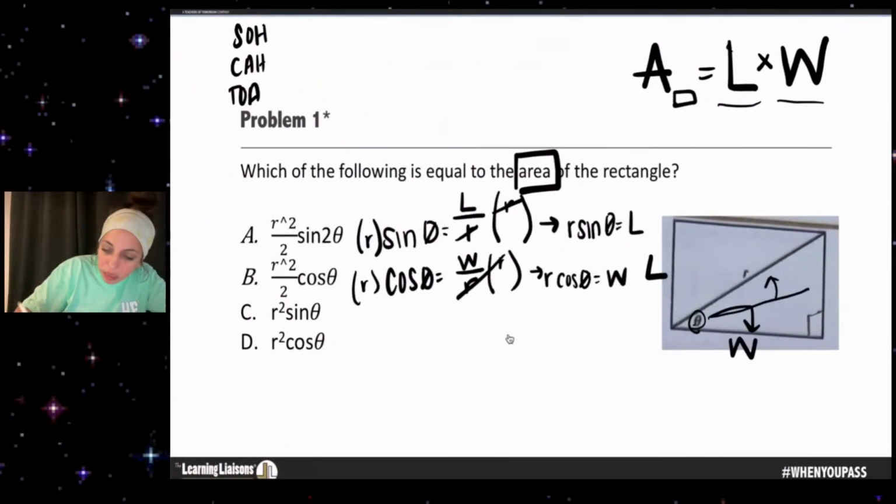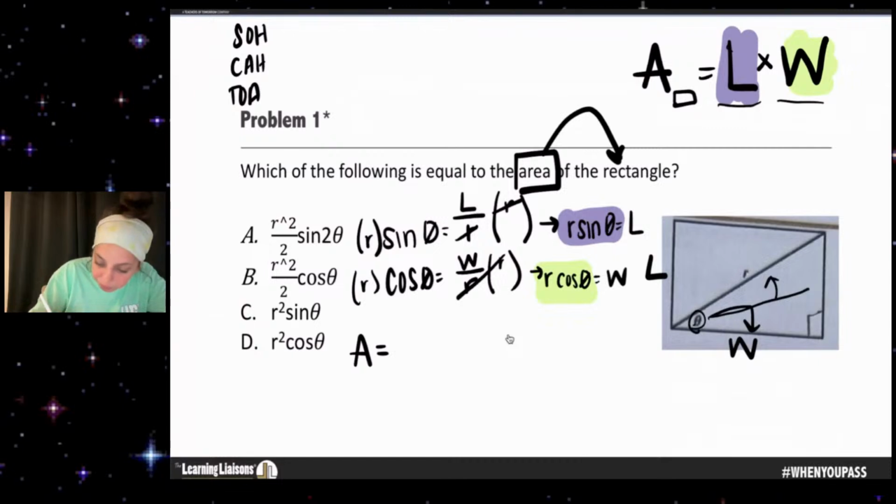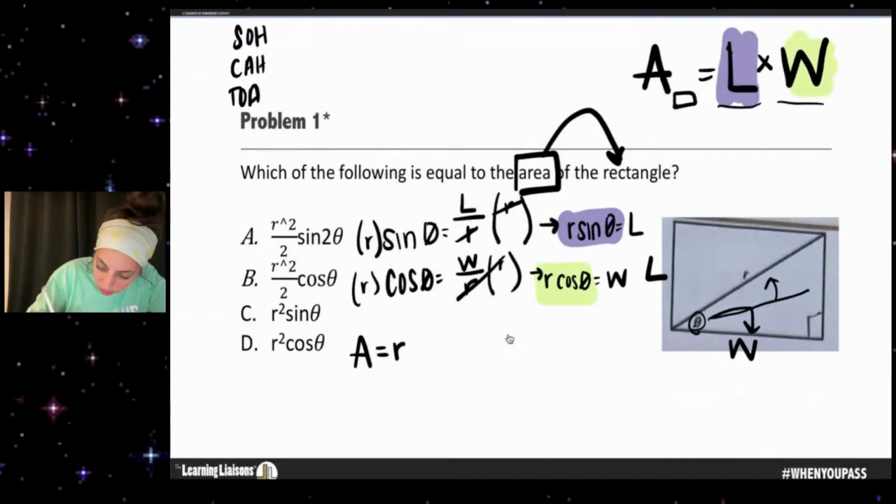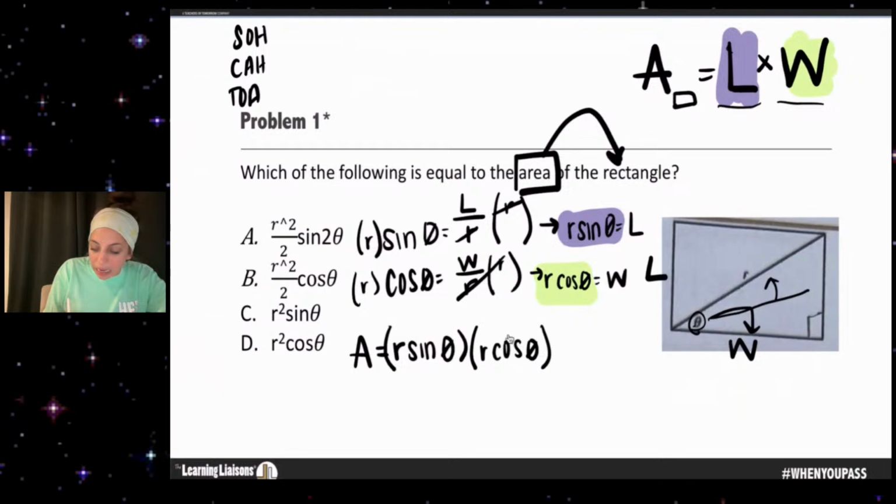I can now plug this value in for L, and I can now plug this value in for W. So now I have area equals, because remember, we're finding the area of the rectangle, r sine of theta times r cosine of theta. I can simplify by doing r times r equals r squared, and I'm left with r squared sine of theta cosine of theta.